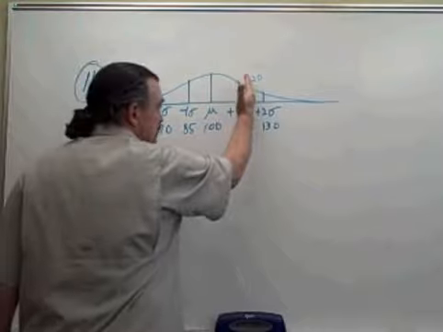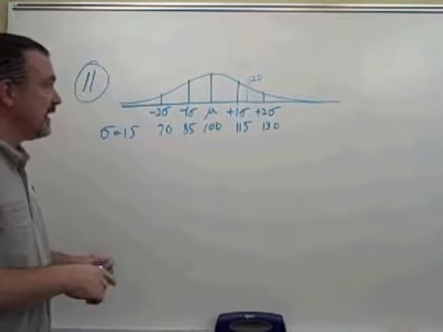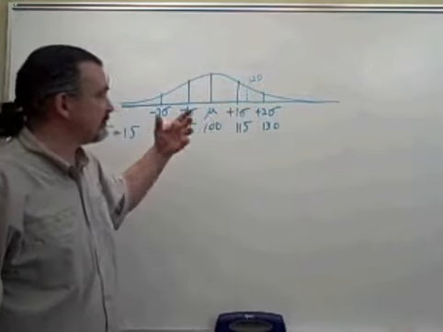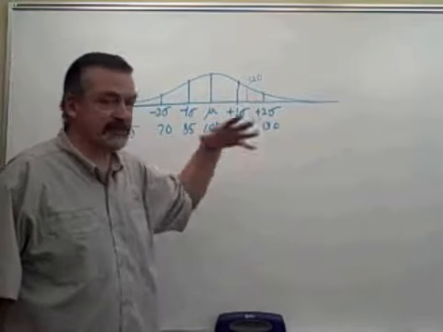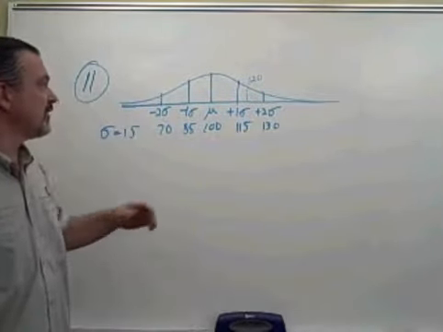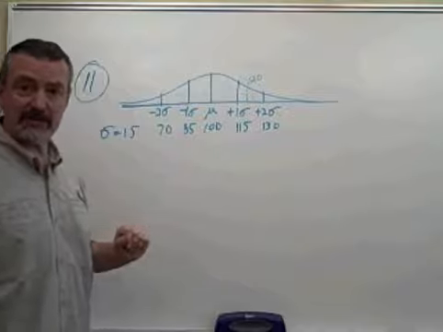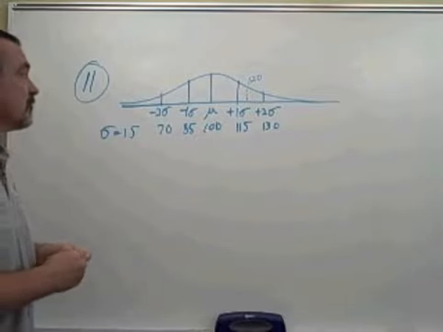from the mean to that data point of 120. And then we can subtract that figure from 0.5 to give us the percentage that's the rest of the way out. That would be the percentage of the population that has an IQ over 120.